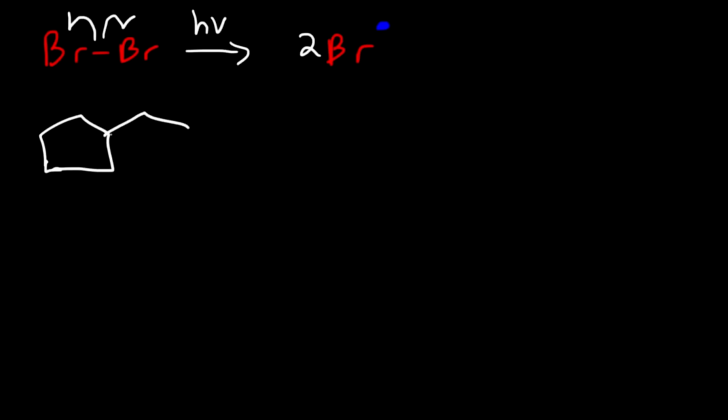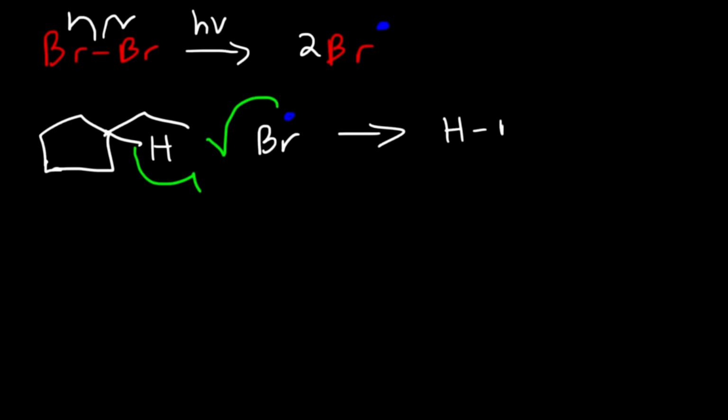The bromine radical is going to react with the tertiary hydrogen. So there's two electrons in this bond. One of those electrons will be used to form the bond between H and Br. So that's going to be a side product. The other electron, it's going to stay on the tertiary carbon. So we're going to get a tertiary radical.